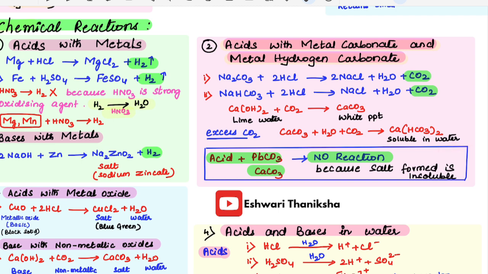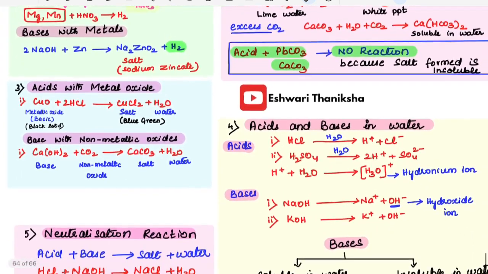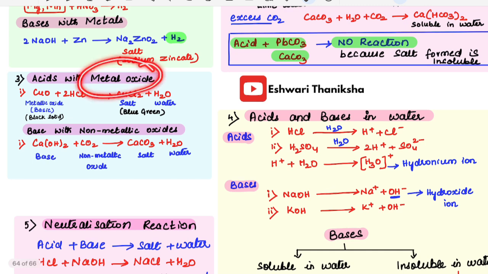Then coming to, there are two more carbonates, that is lead carbonate and calcium carbonate. The question will be asked whether they will react with acid. The answer is no. No reaction will take place. Why? Because the salt formed is insoluble. If an insoluble salt is formed, then the reaction will not take place. So remember this, lead carbonate and calcium carbonate will not react with acid because the salt formed is insoluble in nature.